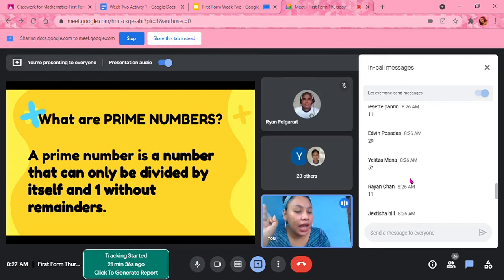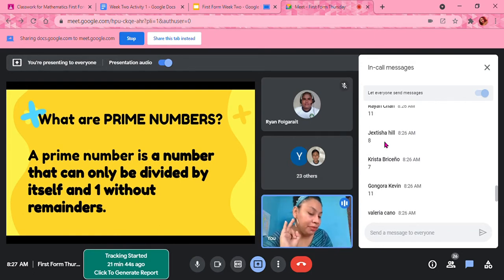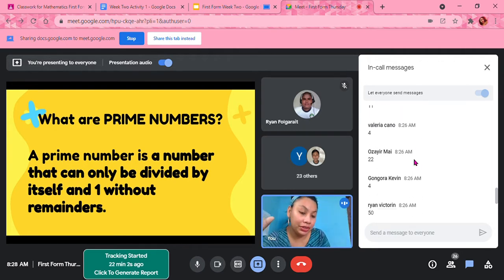Let's look at the number 8. The number 8, I can divide 8 by 8. Yes. I can divide 8 by 1. Yes. And I can also divide 8 by 2. And I can also divide 8 by 4. So I can divide 8 by quite a lot of things. So that is not a prime number, because I can divide it by other numbers.